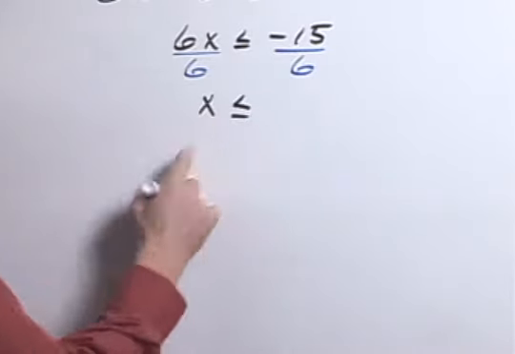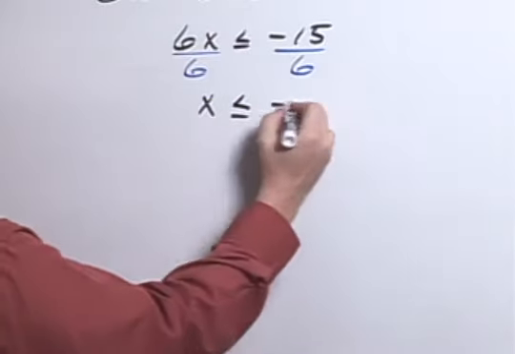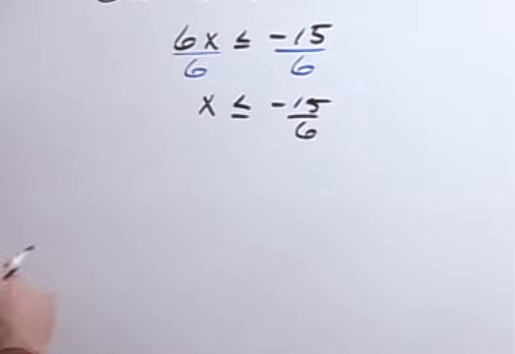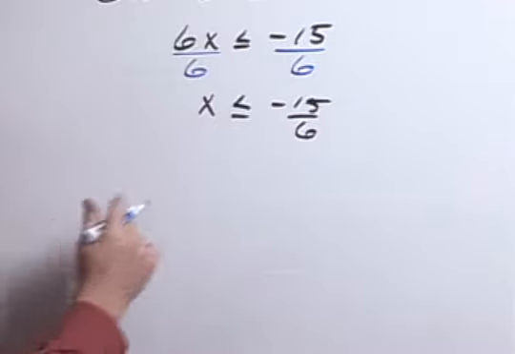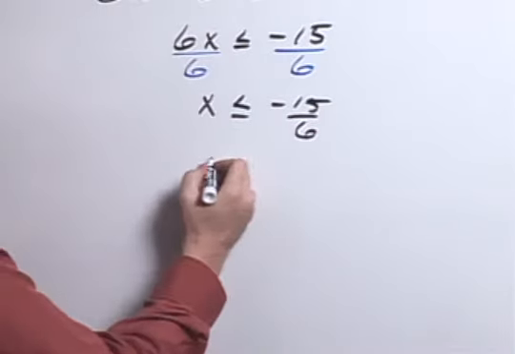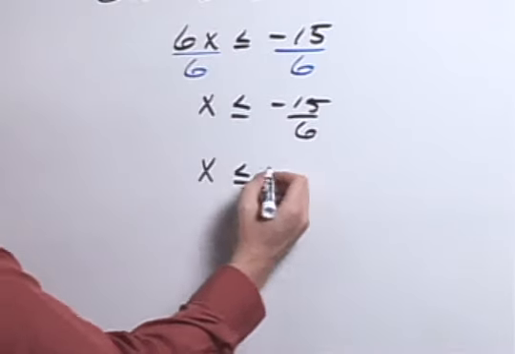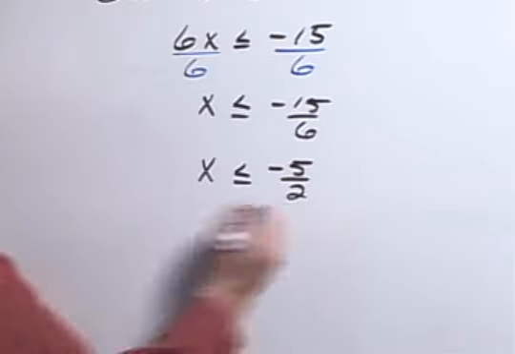So in this case, it's x is less than or equal to negative 15/6. Well, we can reduce that fraction to say x is less than or equal to negative 5/2.